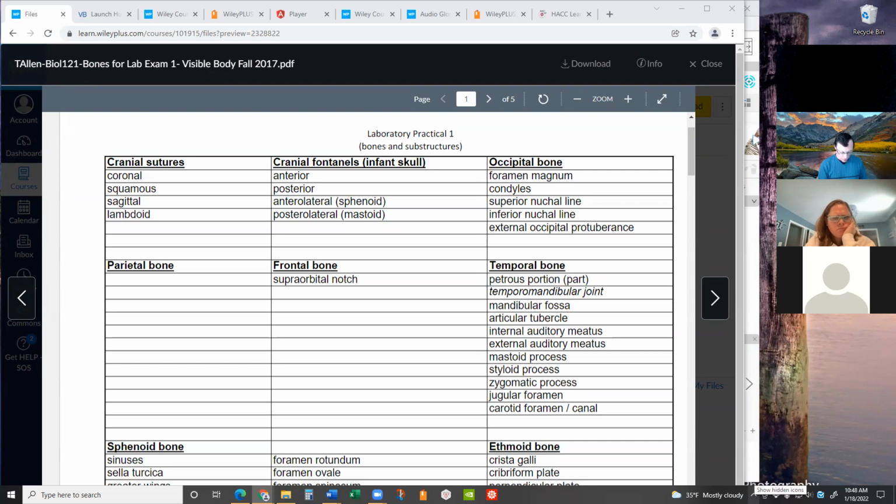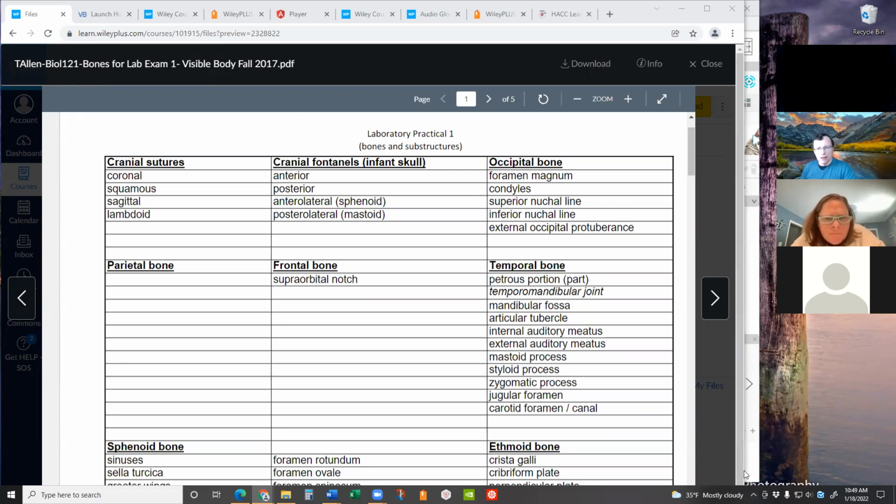Use Visible Body and the textbook to support each other, period, not question mark. And that's what I'm trying to highlight for you, that there will be times when that textbook is really going to be helpful and I want you to use it.